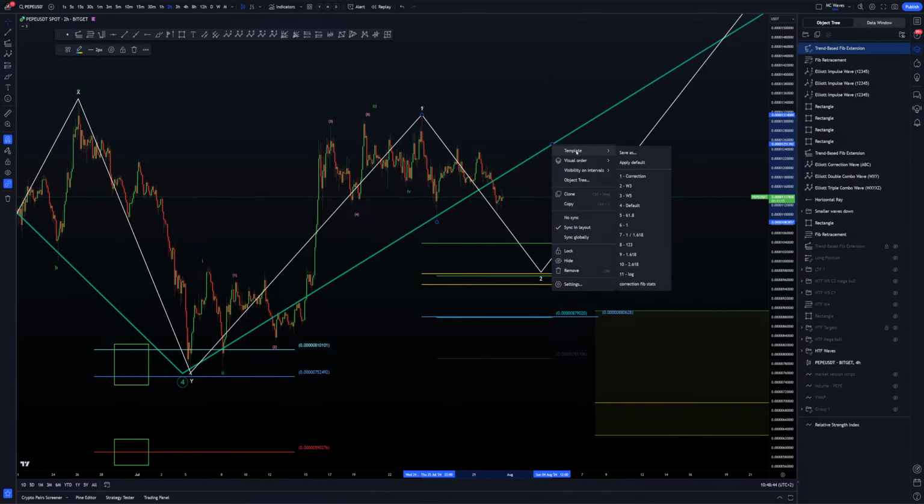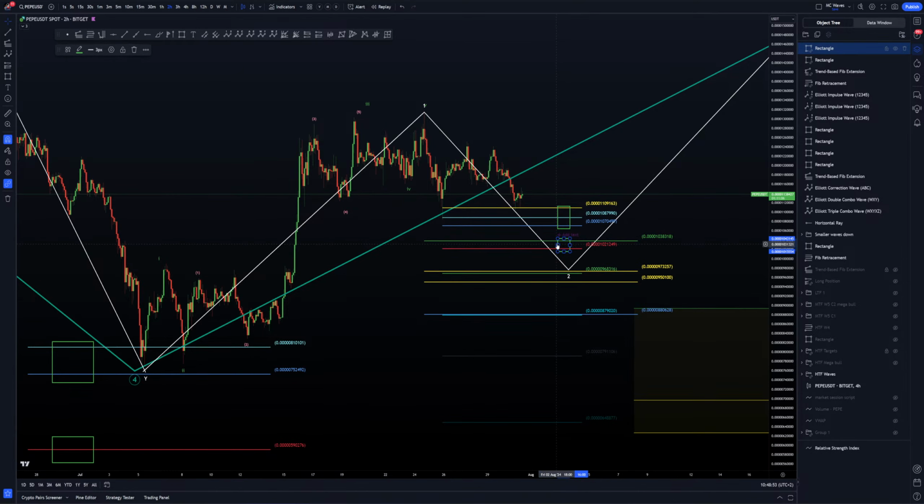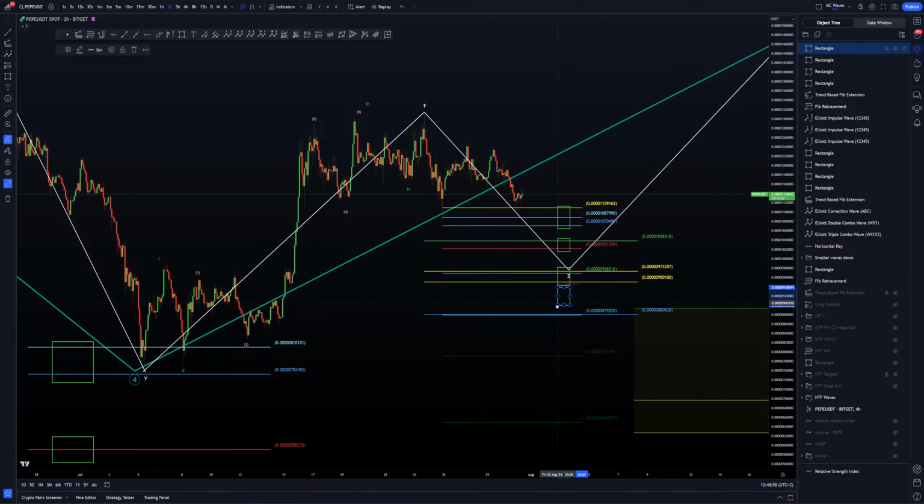Now we can add this extension tool. Let's add a correction targets. So we have, first of all, this right here. Then we have the 120 extension, the 50%. Then we have the 123 and the 6186% retracement. And then we have the 1618 plus the 7x6. So we have 4 targets.